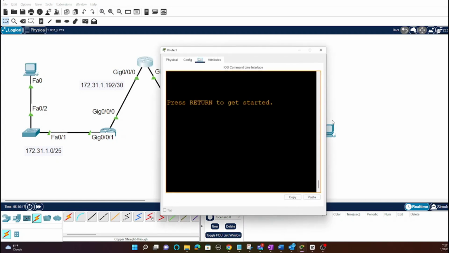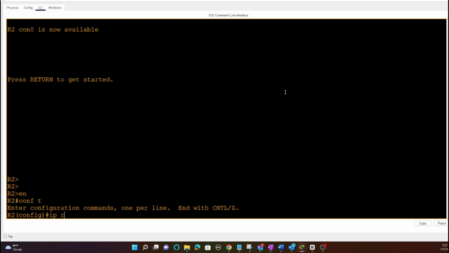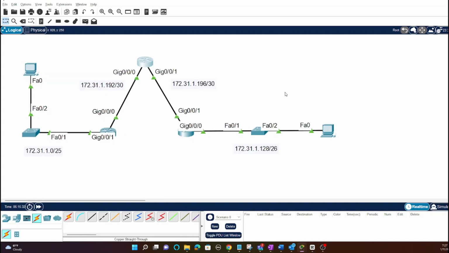So let's jump into him, enable, and then we're going to go conf t again. IP route, same syntax. But the only thing that's going to be different is we're not going to be pointing to the next hop IP address. We definitely can use the next hop IP address, but they're just trying to show you in this lab a different way to do it.